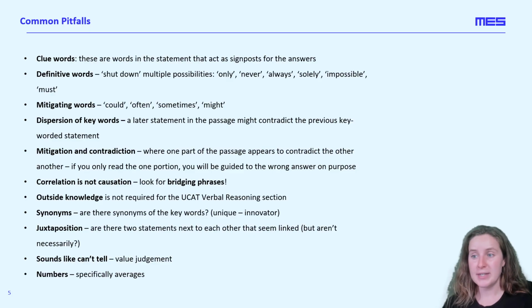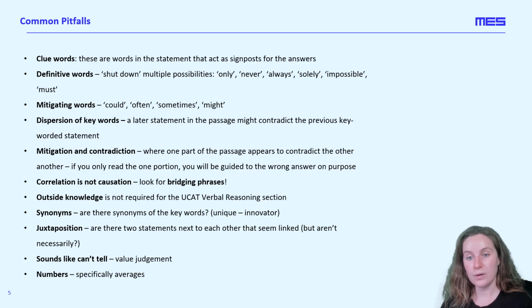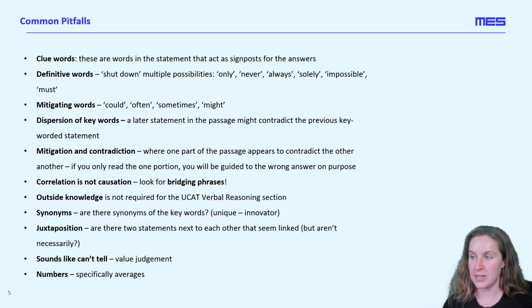Another pitfall is the dispersion of keywords. So as I said in the previous video, there may be keywords that you choose in your answers as you're going through the questions, and you are using them to look at the passage and to skim through it with a lens, looking for specifically those keywords. That is a really good strategy because, as we said in the previous video, you don't have time to read every passage. You only have time to skim using the keywords.